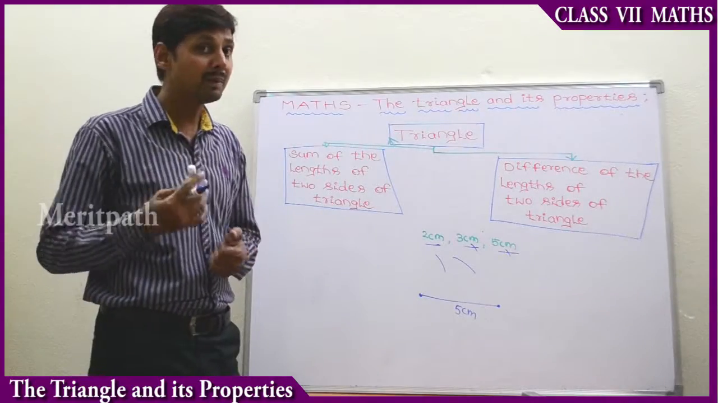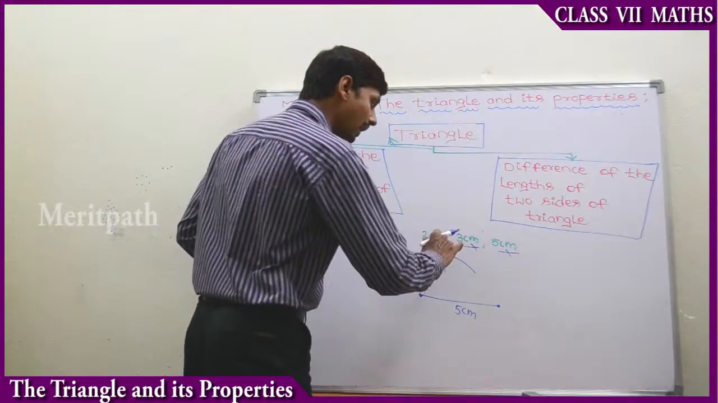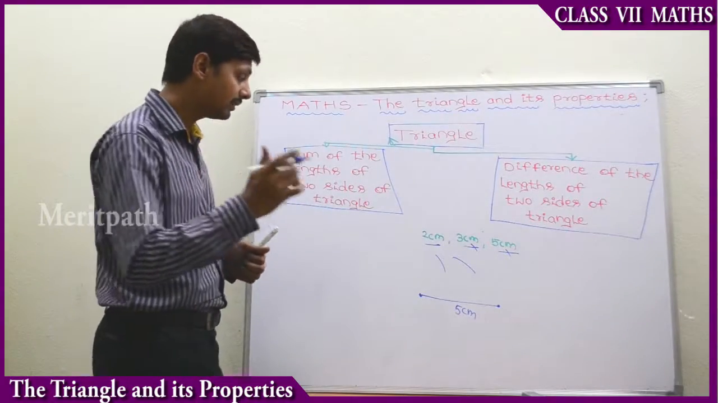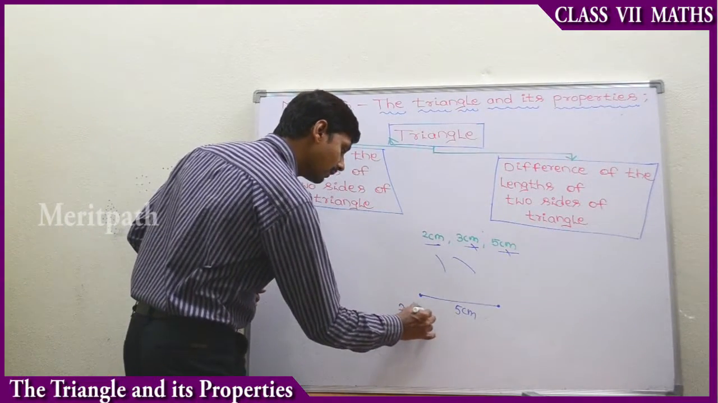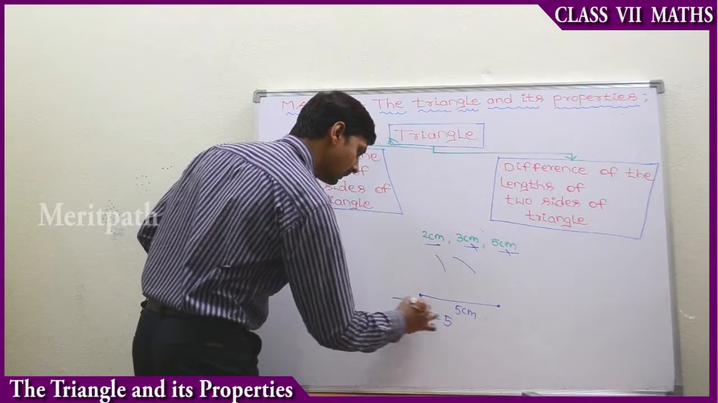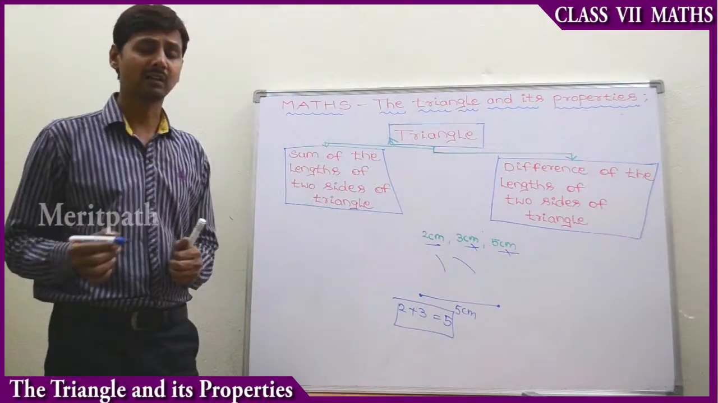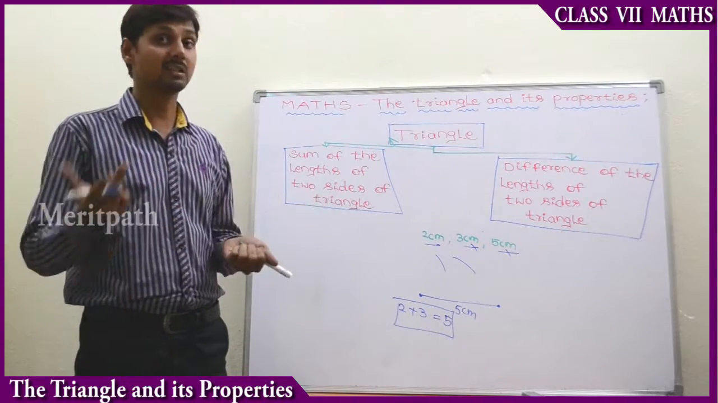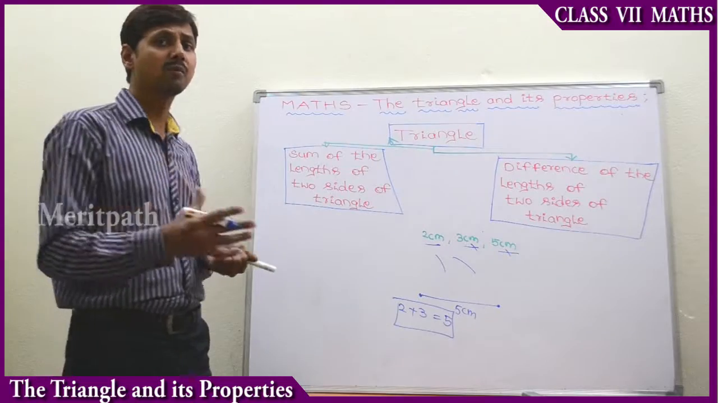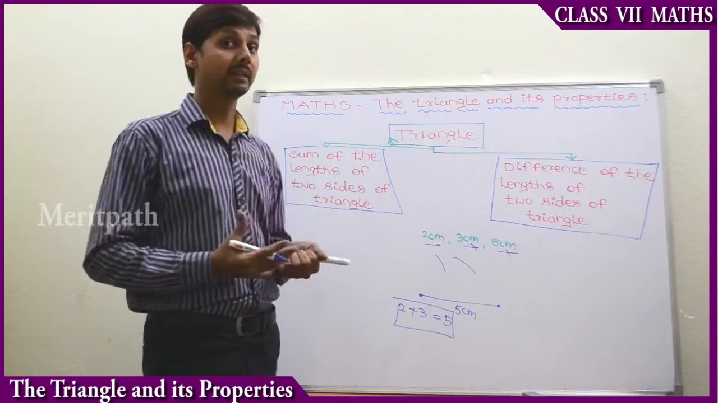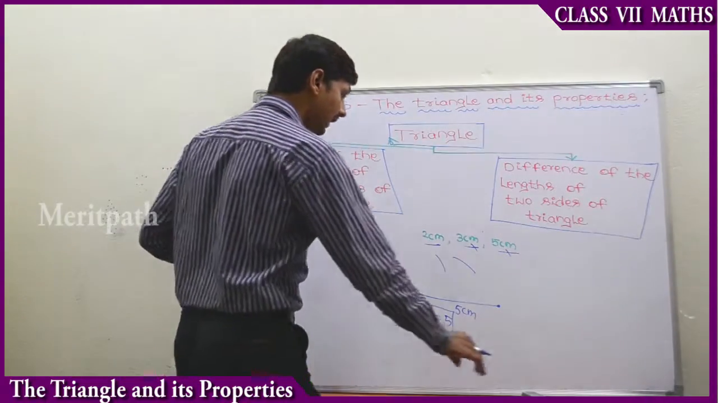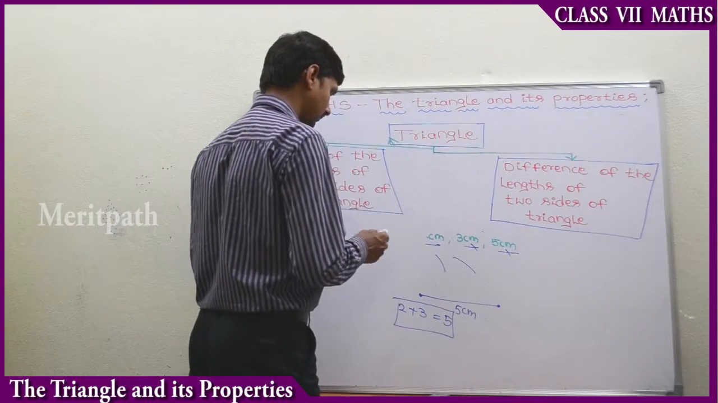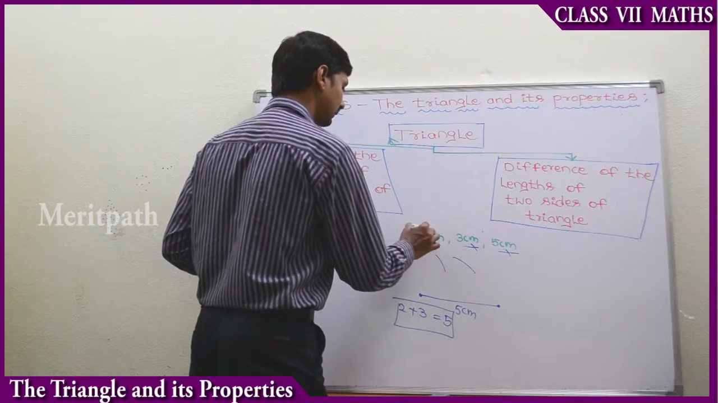The concept behind it is 2 centimeters and 3 centimeters. When we add these two sides, 2 plus 3 is equal to the third side, 5. In this manner, we don't get any kind of triangle, so we cannot construct this kind of triangle. What type of triangle can we construct? Instead of 2 centimeters, if we take 3 centimeters.